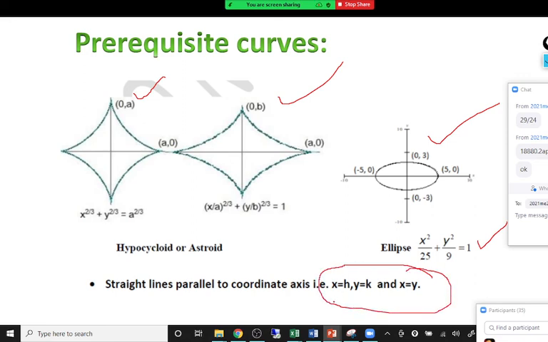Can you tell me: x equal to h is a line parallel to which axis? X equal to constant is a line parallel to the y-axis, correct, and y equal to constant is parallel to the x-axis. So you should know about these straight lines, because we are going to draw and use these lines in type 2.